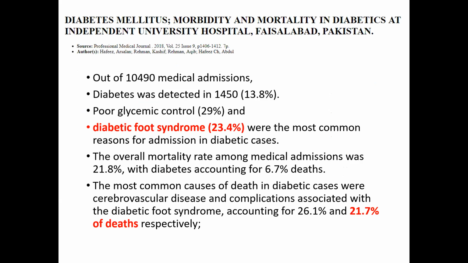This is another study from Faisalabad, where they have checked 10.5 thousand medical admissions, and out of them 23.4% were diabetic foot syndrome. And in that population who developed this diabetic foot syndrome, they may have ulcer, they may have Charcot foot, they may have various other problems related to the foot, can be cellulitis and so on. And in them, there was 21.7% of deaths.